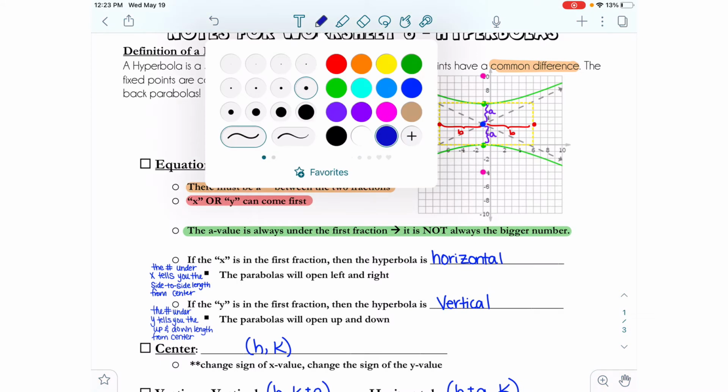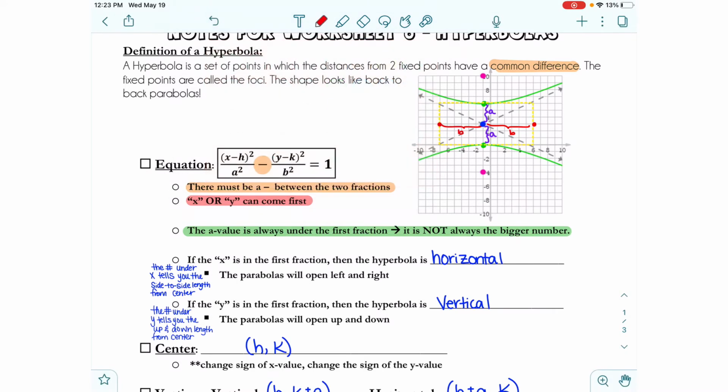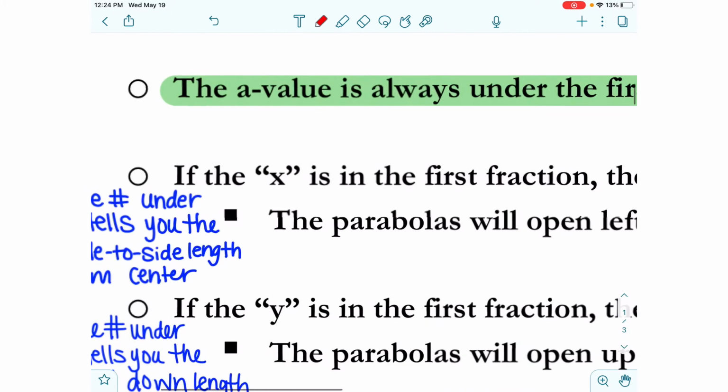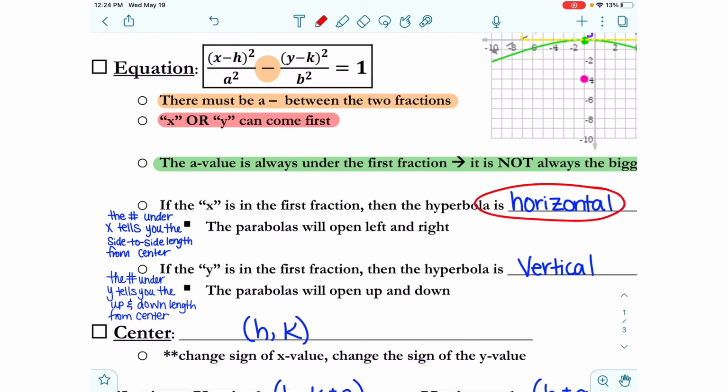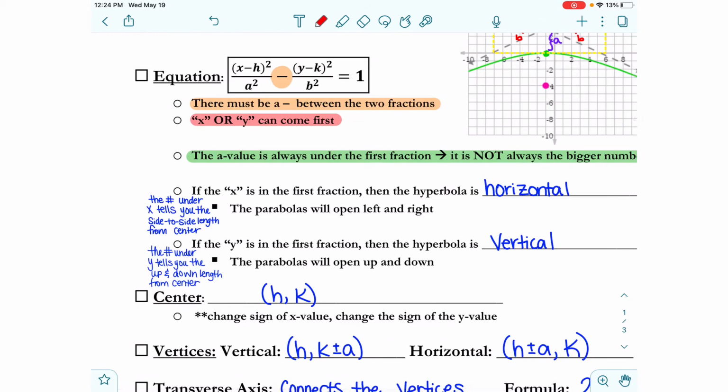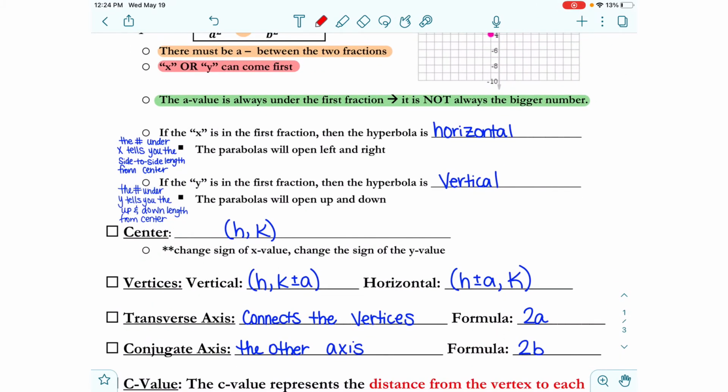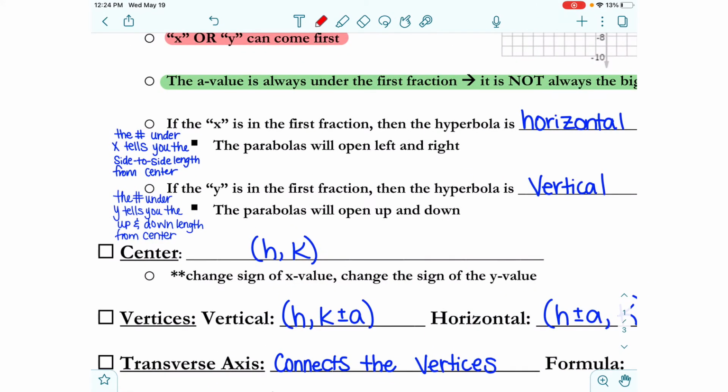So when it comes to ellipses, how do we know the direction? Well, with ellipses, the direction is determined by the larger number. That's not the case here. If the x is the first letter in the fraction, that tells me that I'm dealing with a horizontal hyperbola. Feel free to pause this video and get these notes down. I'll give you time to do that once I'm done talking.